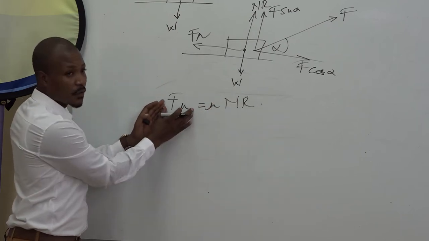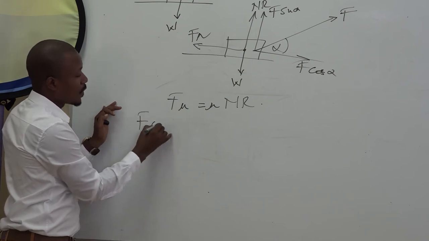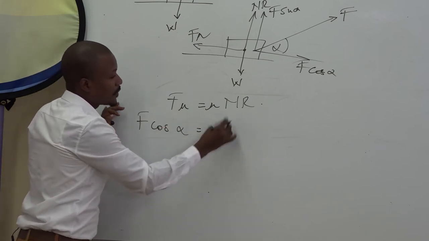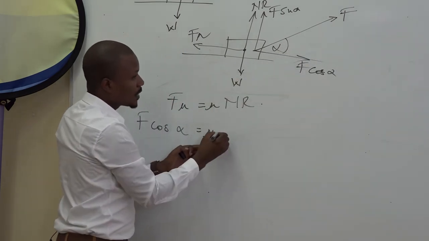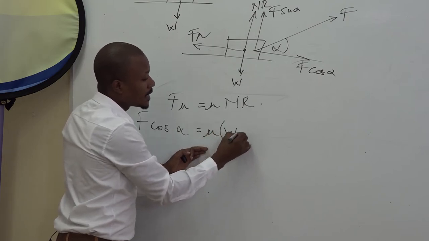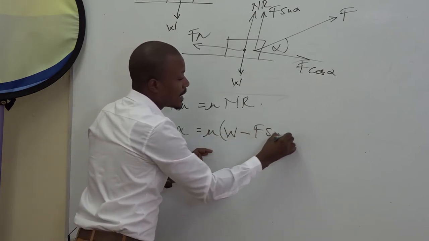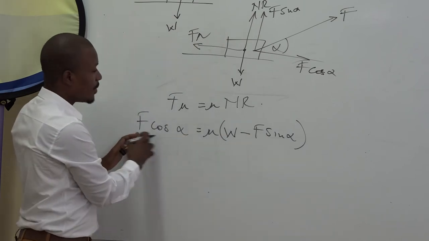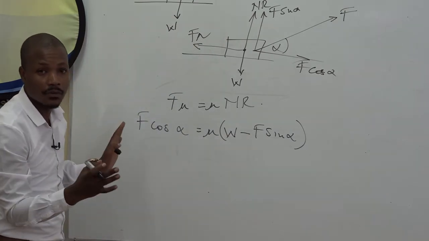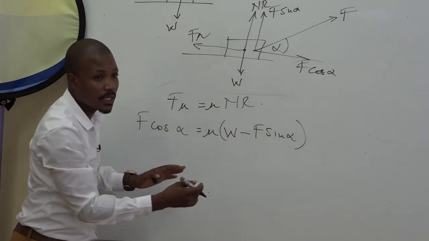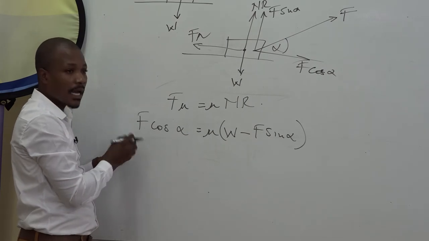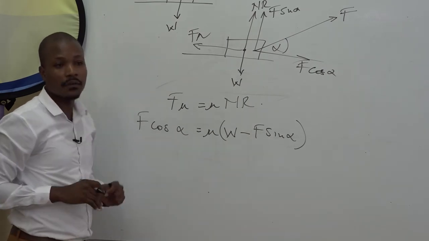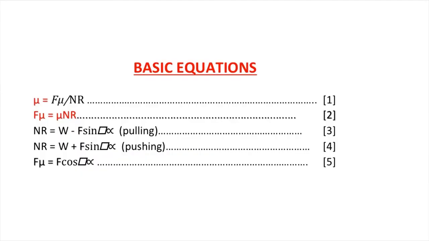But what is the frictional force? The frictional force is F cos alpha. Coefficient, what is the normal reaction when you are pulling this object? The normal reaction when you are pulling this object will be weight minus F sine alpha. Mathematically, you make F subject of the formula. You know how to go about doing that. You just multiply this one in, transpose F to the other side, take F as a common factor, divide out, and then you're going to have F as subject of the formula. Then you are able to find F.